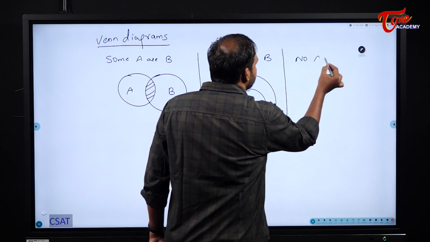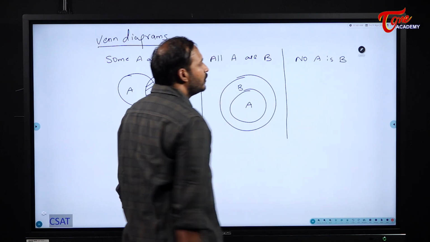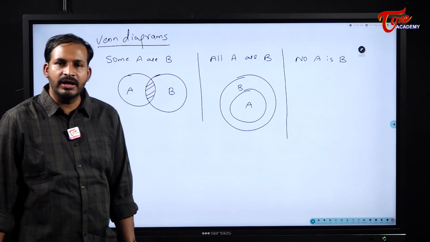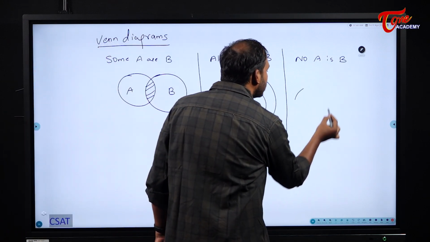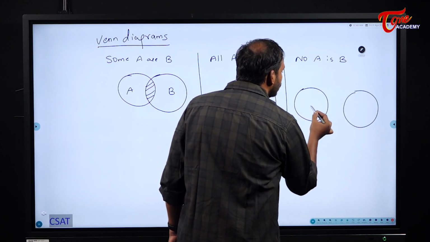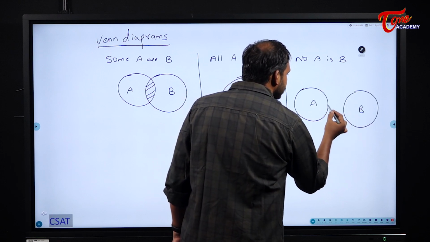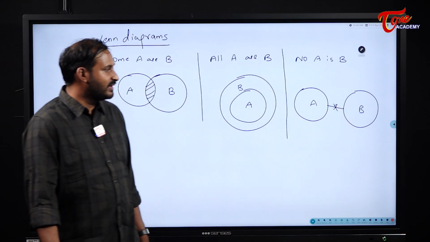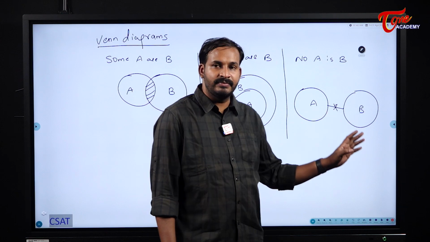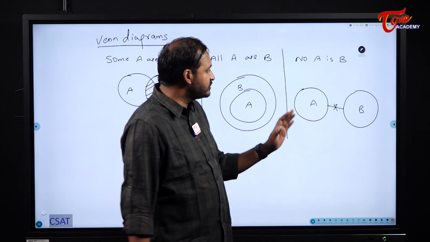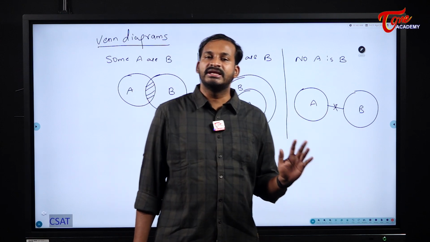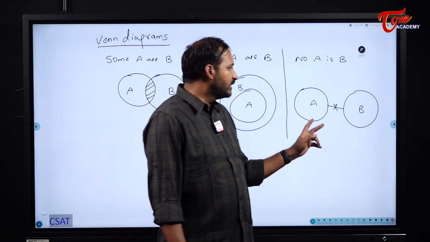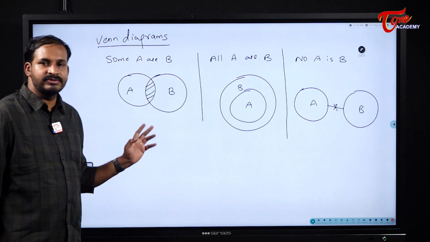Next one. "No A is B". Whenever I have "no A is B", I will draw two separate circles and mention a cross mark in this manner, such that it is very clear that there is no relationship between A and B. A and B should never mix with each other. So these are the three major diagrams.